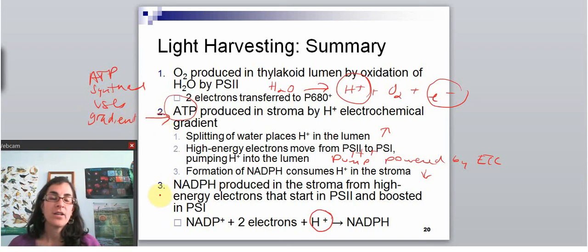And the third product, which I already sort of mentioned, was NADPH, which is produced in the stroma in PS1, or rather by NADP plus reductase with electrons from PS1. So PS1 passes electrons to NADP plus reductase, which carries out this reaction.